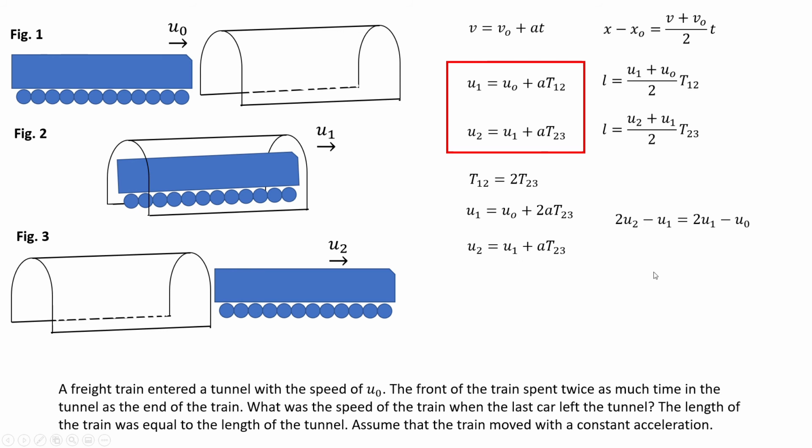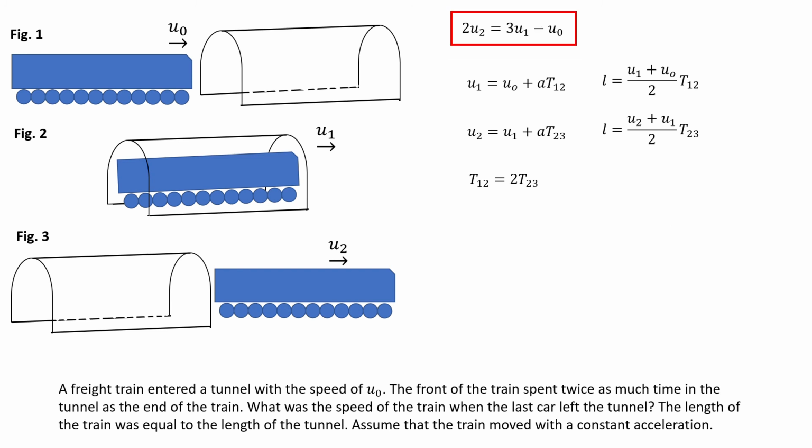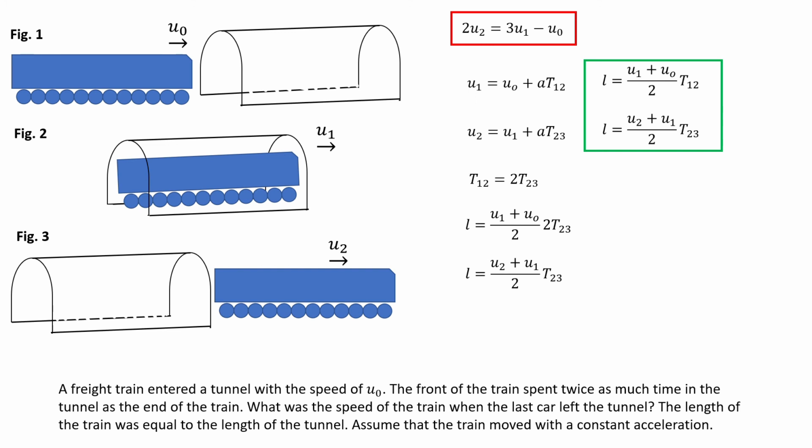Okay? Now, what we're going to do, we're going to clean these things a little bit up. We're going to move u1 to the other side of the equation, and we're going to have an equation like this. Okay? Now, let's put it at the very top, so we still remember it. And now we're going to deal with the second set of equations. And what we're going to do now, first of all, yes, we're going to replace T12 with 2 times T23. Okay, the first equation. This is what we're going to do. That's what we're going to get.